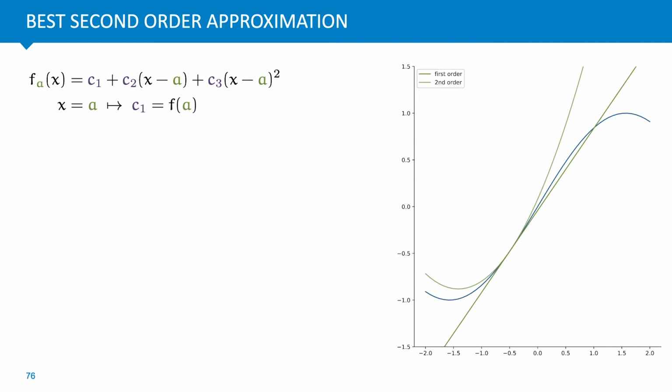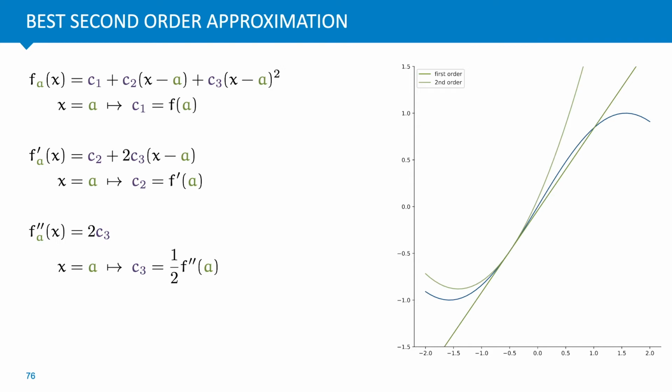So first we'll look at the first derivative of our function f_a. The constant c1 disappears and we are left with c2 plus 2 times c3 times (x minus a). And if for this function we set x equal to a, the second term here disappears. And we note that we can make the first derivative of our approximation locally equal to the first derivative of f by replacing c2 with the first derivative of f at a.